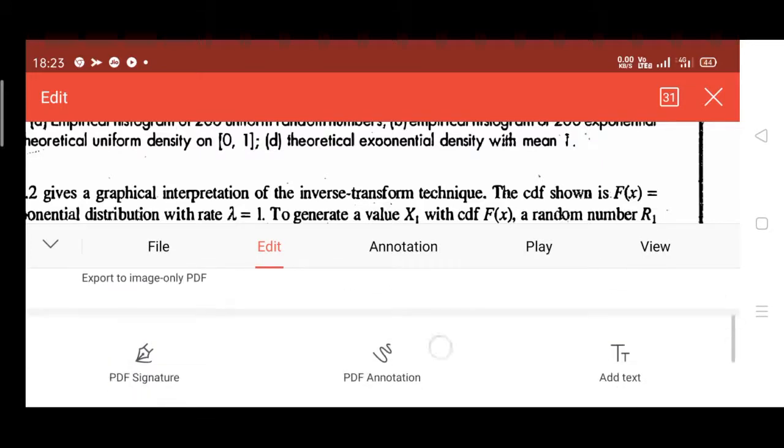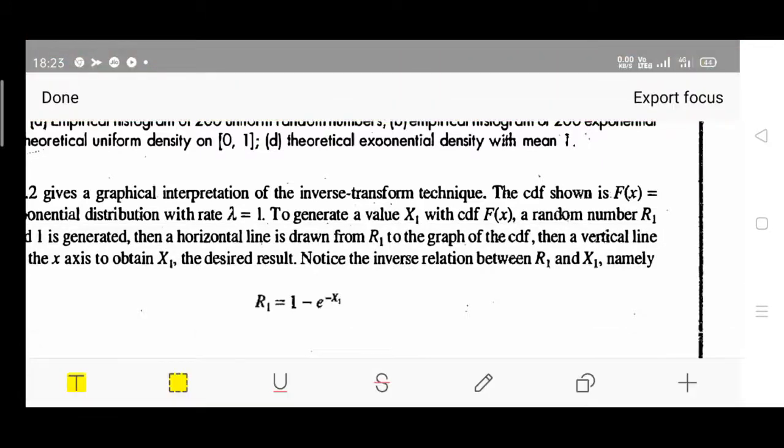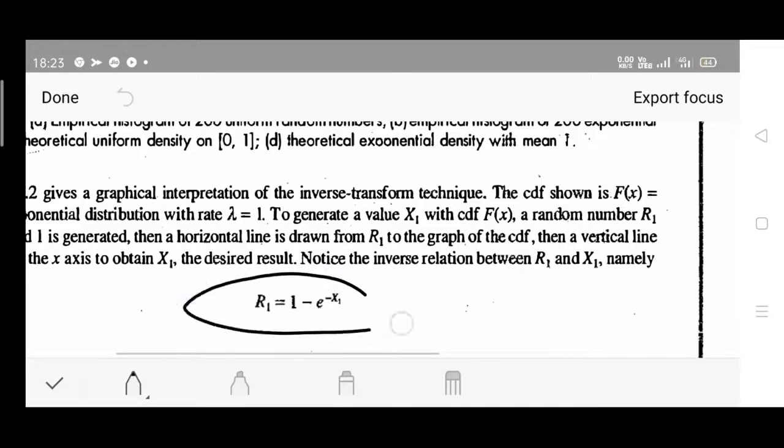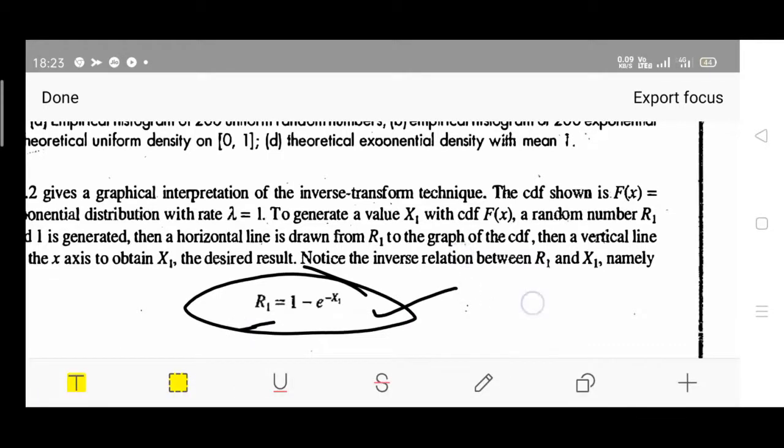You watch my previous video for the formula and all. Formula contents we have discussed already. Ri, or r in general, is equal to 1 minus e to the power minus lambda x, that is what we have considered. So lambda value is 1, that's why it will become minus x. Since r1 we are computing, it will become minus x1, isn't it?